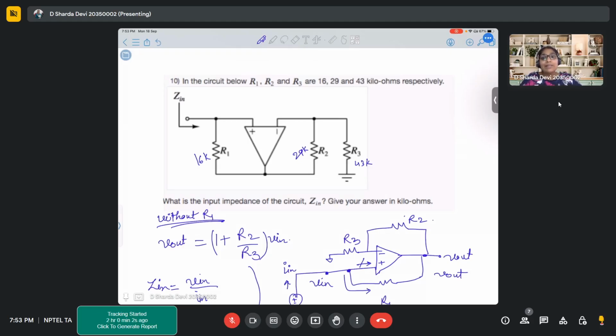Yes, madam, when you're using the MOSFET in the diode configuration, that is by shorting the gate and drain, yes.